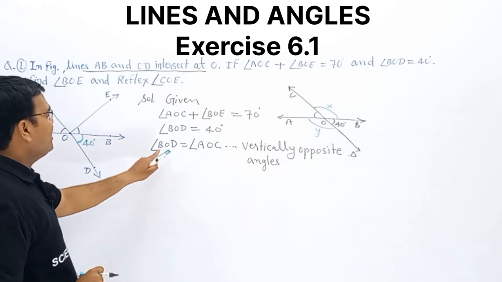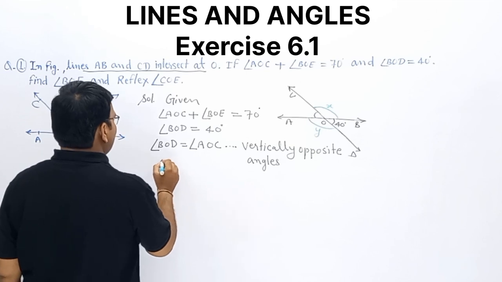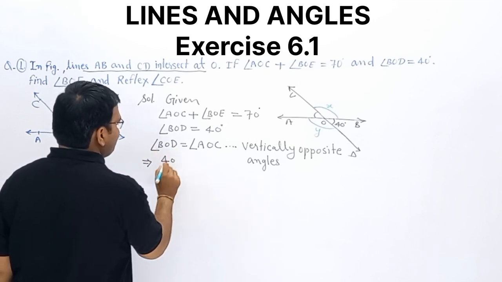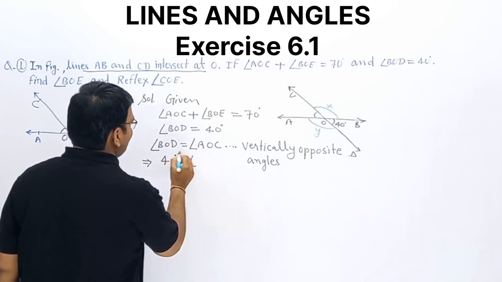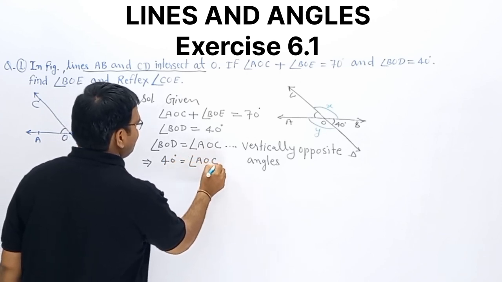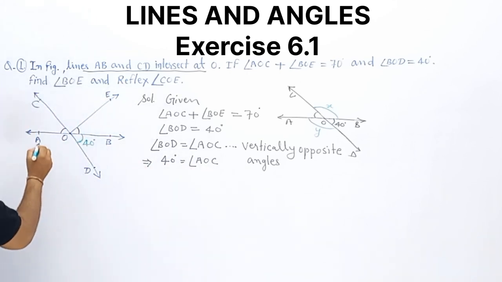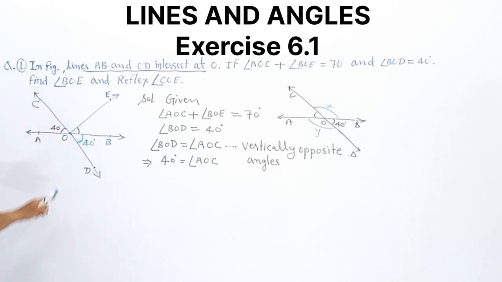Clear? So angle BOD is what? 40 degree. So automatically what we can say? This is 40 degree implies angle BOD is 40 degree. So AOC will be what? 40 degree. Angle AOC is 40 degree. And how we are getting this one is 40 degree? It is vertically opposite angle.